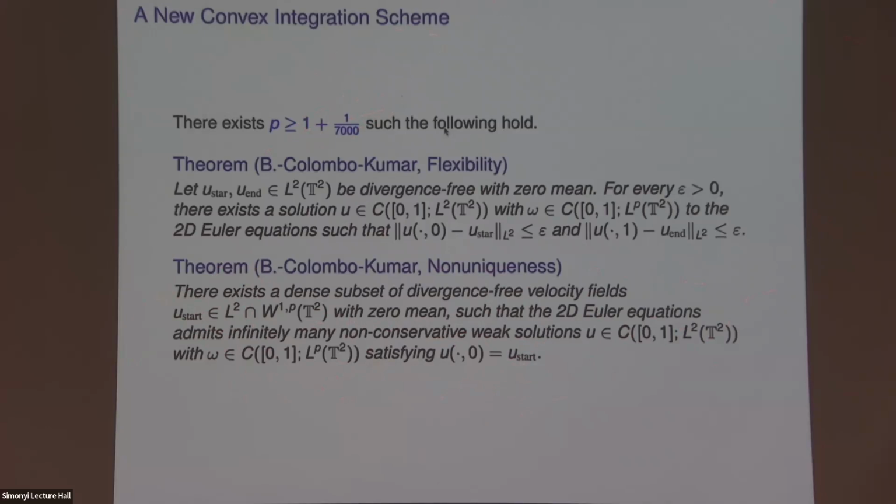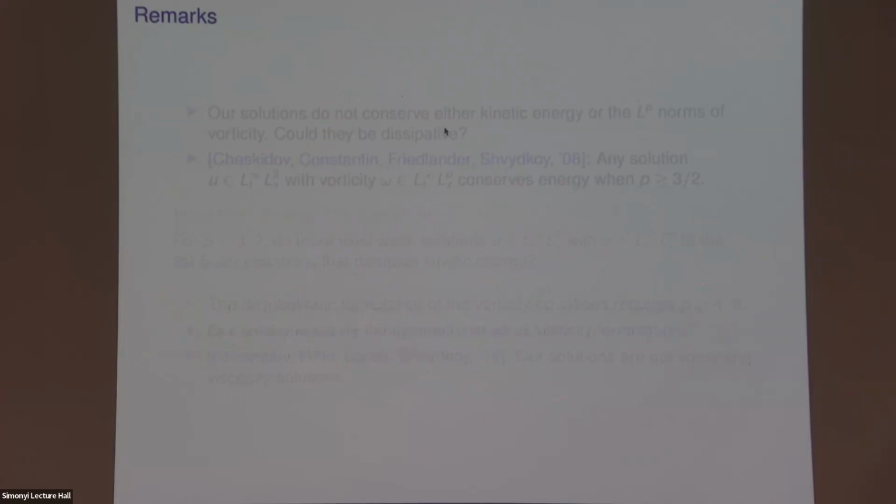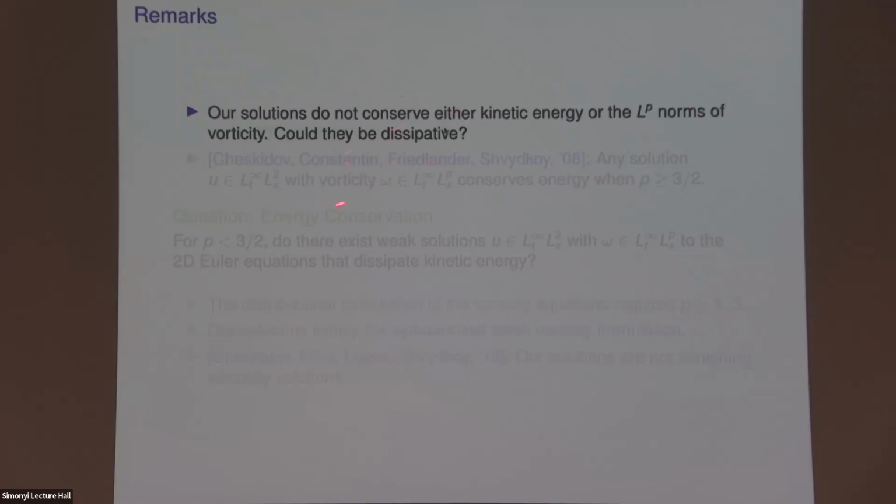Okay, let's see. Let's make a few remarks about the structure of the solutions. So clearly, given this flexibility statement, the kinetic energy is not conserved. L^p norms of the vorticity are not conserved as well. We expect to modify the strategy in order to make them dissipative, but this requires a bit of technical work, so we don't know yet if it is really possible, but it seems reasonable.